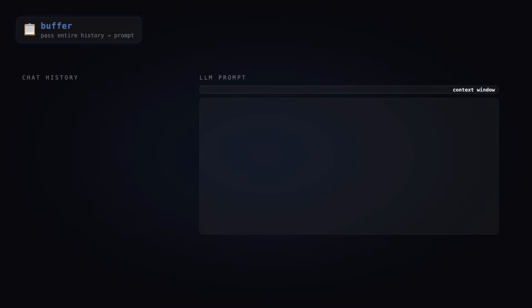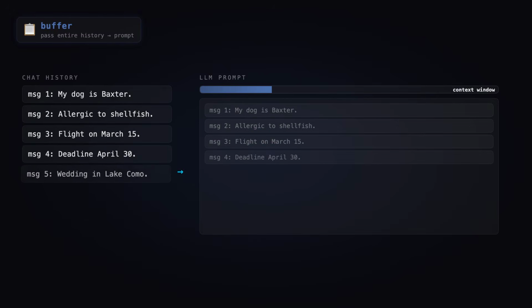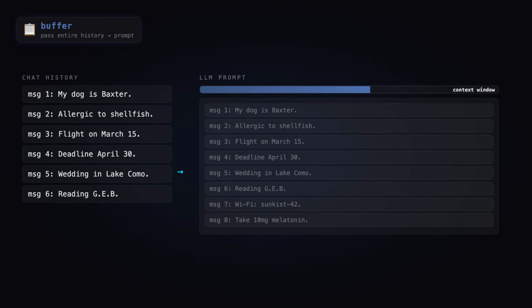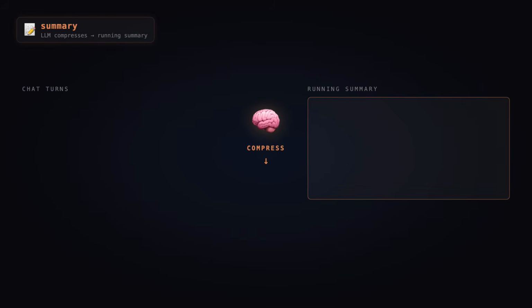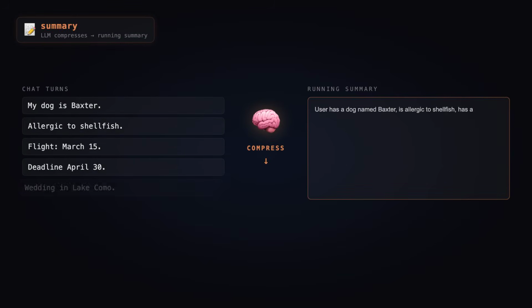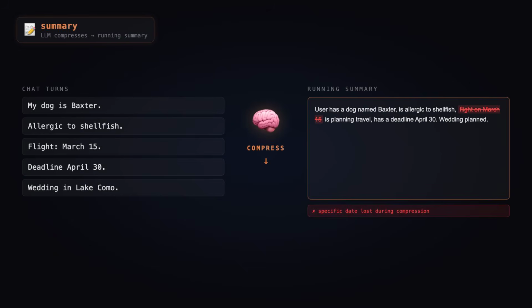Buffer memory, the naive approach. Just pass the entire conversation history into the prompt. Works great until your context window explodes and the API bill goes through the roof. Summary memory. An LLM compresses the conversation into a running summary after every turn. Sounds clever, but what happens when the summarizer decides your flight date isn't worth keeping?